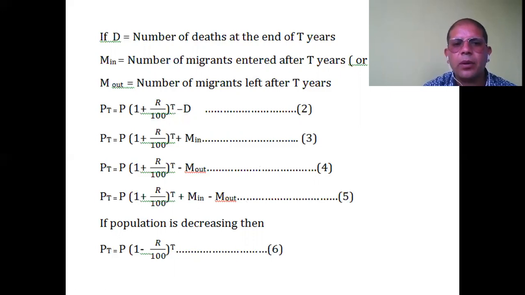And the population is not always increasing. For the case of decreasing, the rate will be negative. So for negative, you should write down a minus here. So if the population is decreasing, then you can use this formula. But for a decreasing population, this PT is always less than P. This PT is always less than this P.